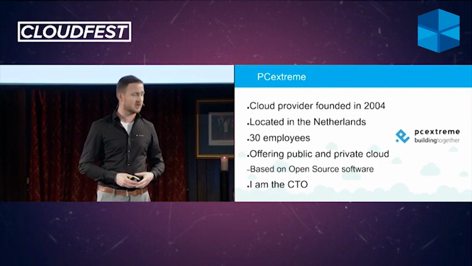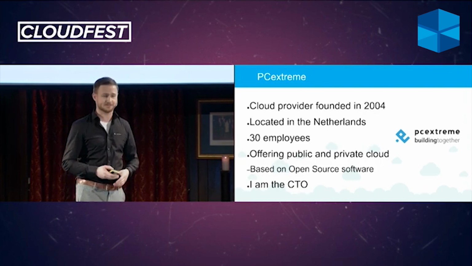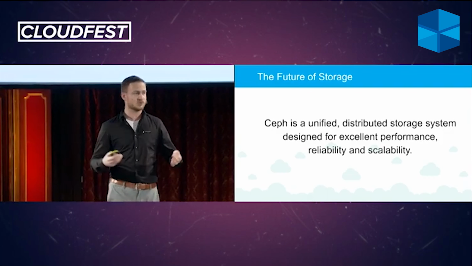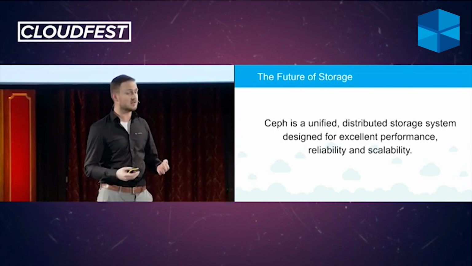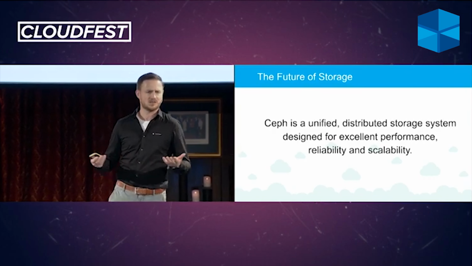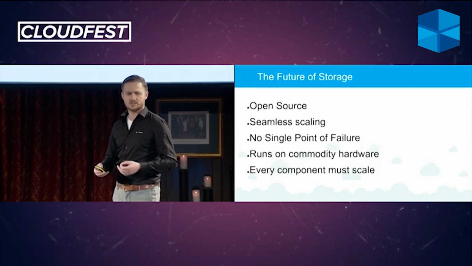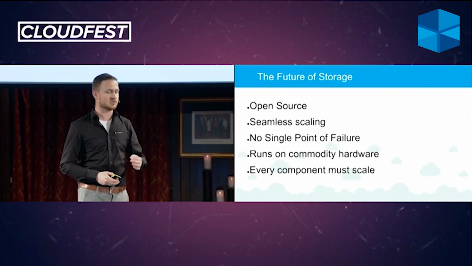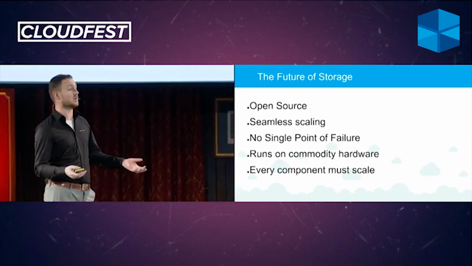I'm the CTO of the company, and I started using Ceph 10 years ago. What is Ceph? Well, the community calls it the future of storage. It is a unified distributed storage system. So what does unified mean? Because we can say unified, does it mean anything? Well, it's a really cool system. It's open source, seamless scaling, no single point of failure, and it runs on commodity hardware.